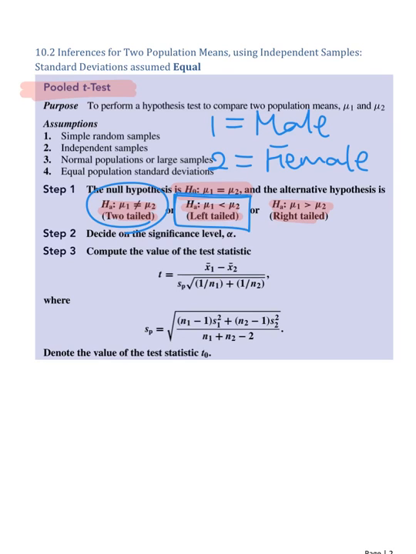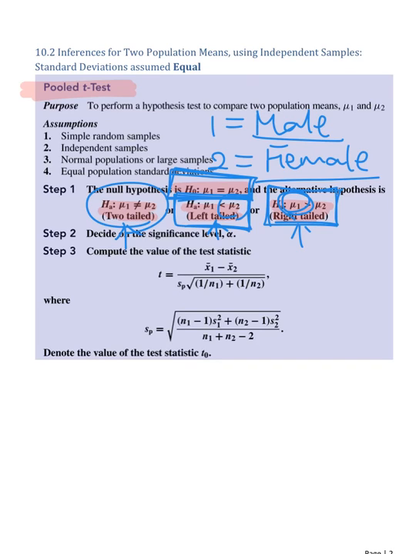And how about this one? Mu1 is less than mu2. We claim who is better? Mu2 is better. Who was the 2? Female students are better. How about this one? Mu1 is greater than mu2. Who is better? Male is better. So always we state the null hypothesis like this: mu1 is equal to mu2, but we can choose one of the alternatives. It depends on what you want to do.